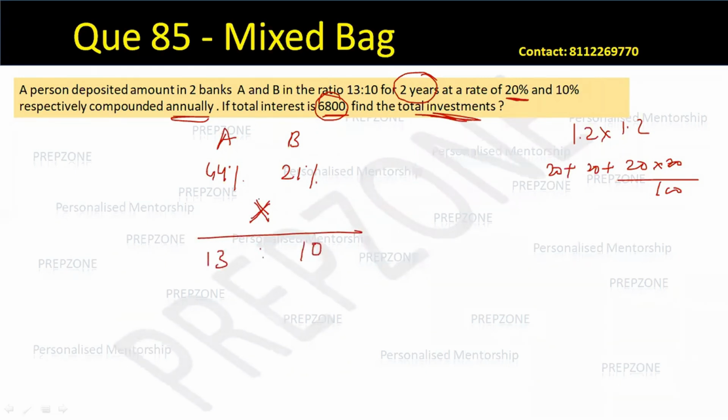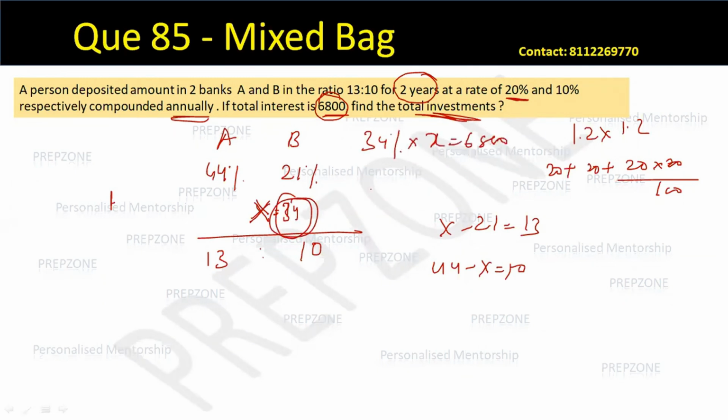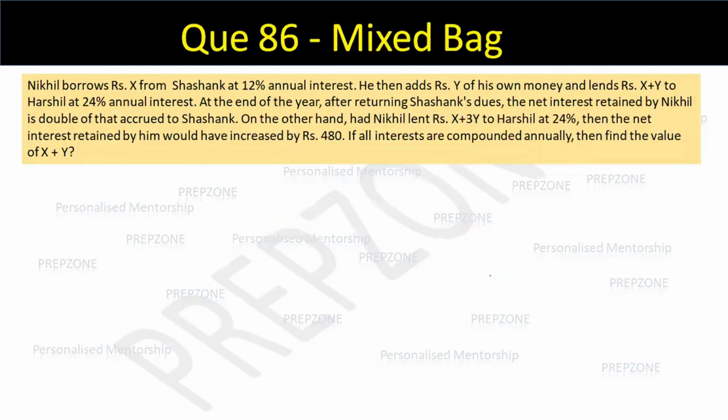So now can you apply simple allegation, that let's say this number is x, right? So I know 21 plus, no, you tell me, what is this? 34. Whatever this x number is, x minus 21 has to be 13 and 44 minus x has to be 10, right? So whatever you do, you will get that x has to be equal to 34 using allegation, which means 34% is your net effective interest rate. So 34% of something is equal to 6,800, which means x has to be 20,000. So that's the next question.